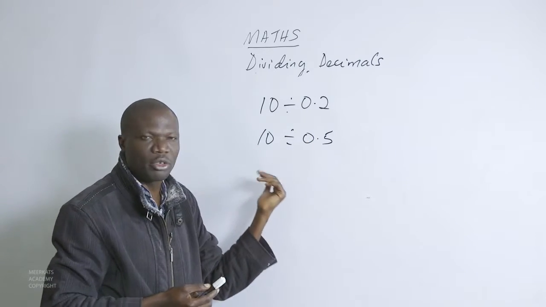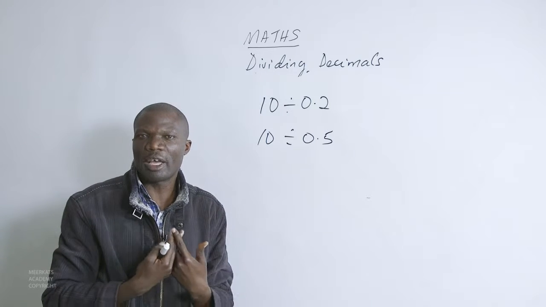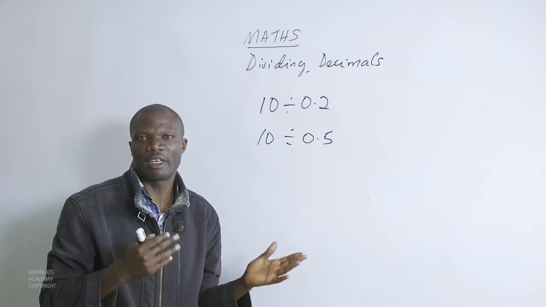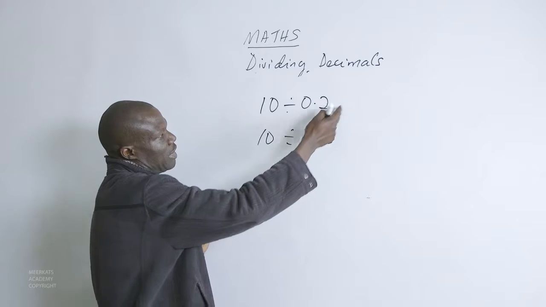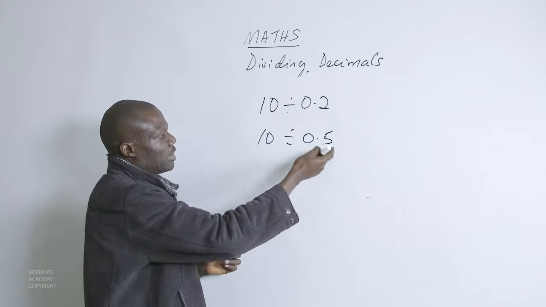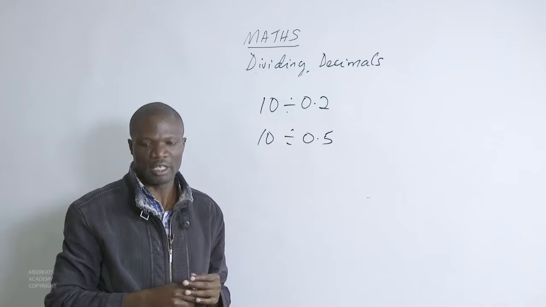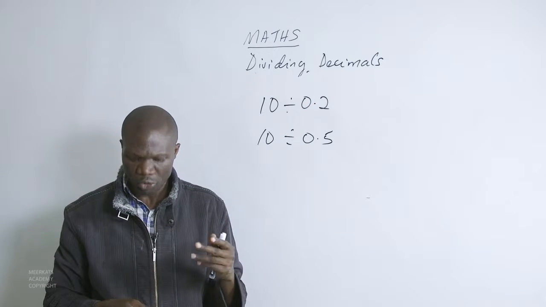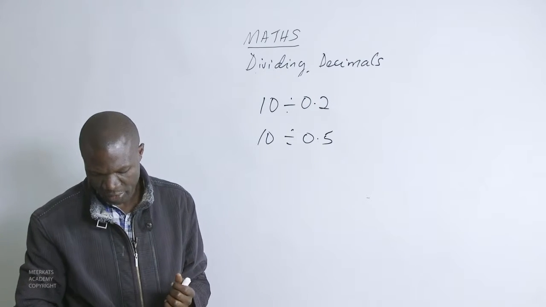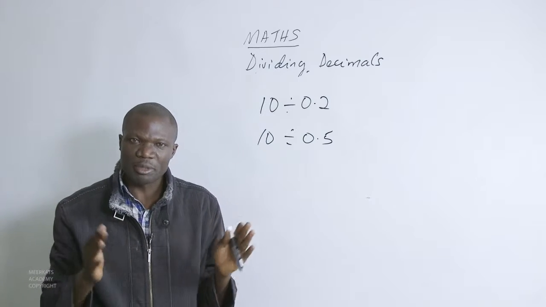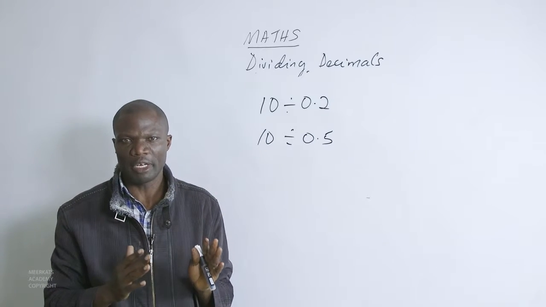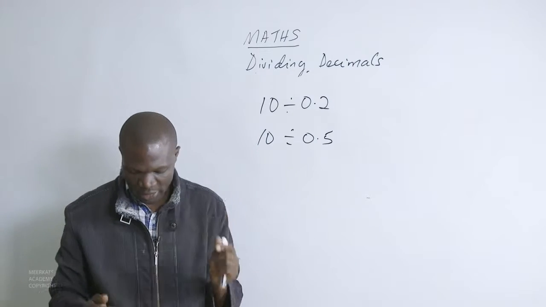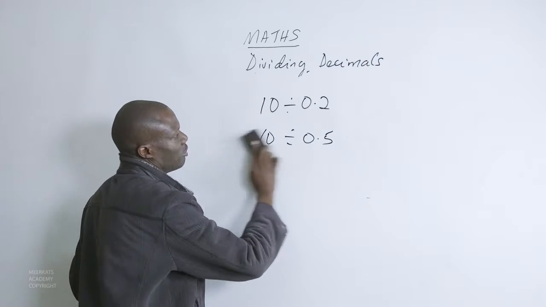You'll notice that when you multiply a whole number by a number that is less than 1, the answer should always be less than the dividend itself. So we expect the answer here to be less than 10. We expect the answer for the second question also to be less than 10. Now, how do we approach this? I want us to look at the steps that are very important when handling questions on dividing decimals. There are steps that need to be followed.